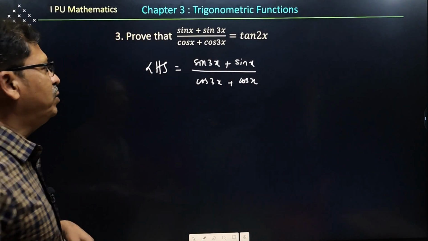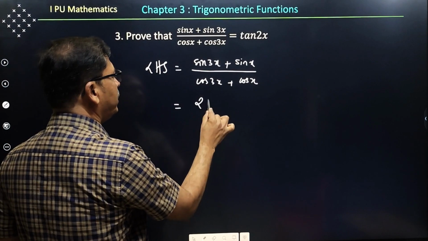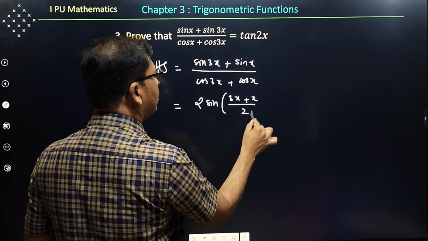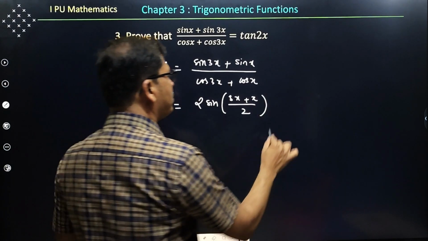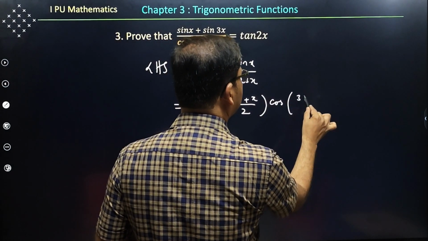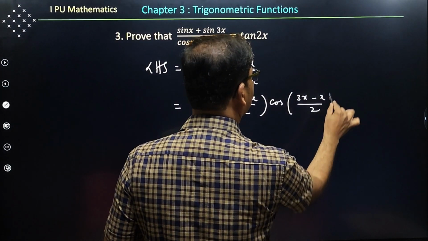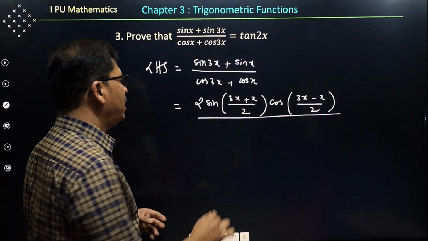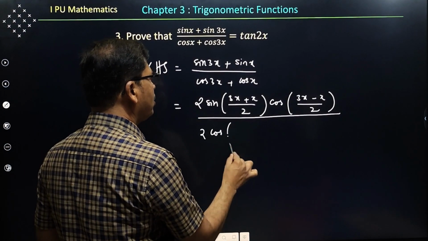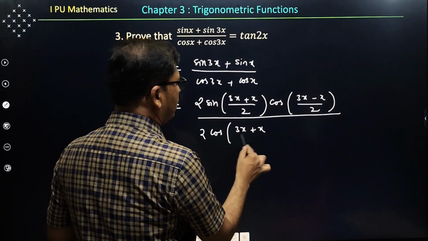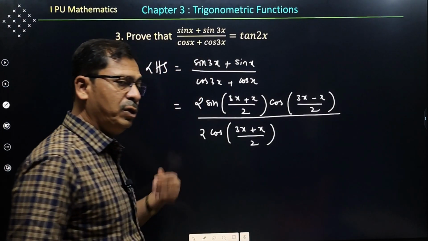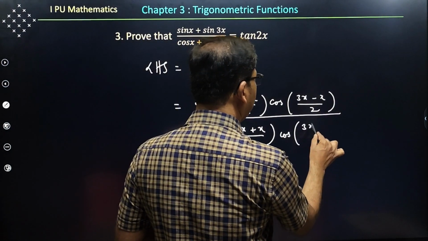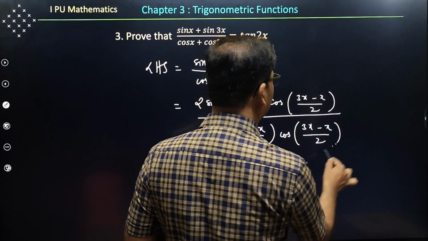Sin c plus sin d is 2 into sin of (c plus d) divided by 2, that is (3x plus x) divided by 2, into cos of (c minus d) divided by 2, that is (3x minus x) divided by 2. I am moving quickly, please observe. Cos c plus cos d, again repetition, is 2 into cos of (c plus d) divided by 2, that is (3x plus x) by 2, into cos of (c minus d) divided by 2, that is cos of (3x minus x) divided by 2 here.